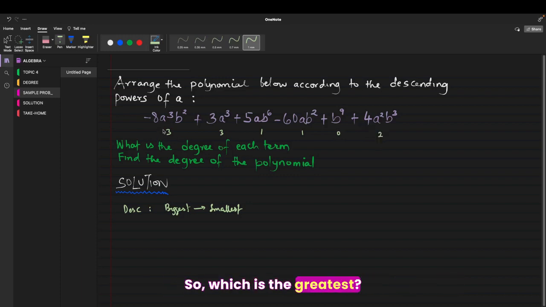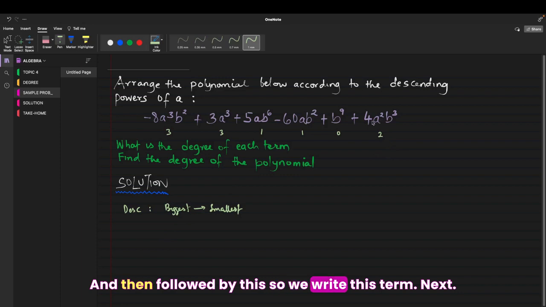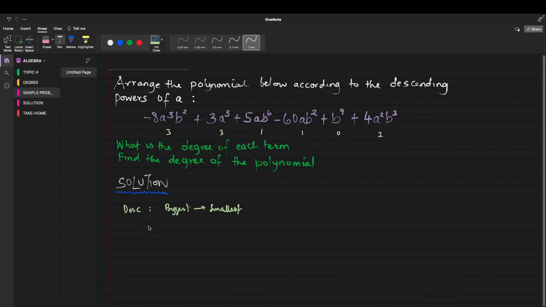So which is the greatest? This followed by this. Even though they are the same, we can write them together, right? And then followed by this. So we write this term next. So we say minus 8a cubed b squared plus 3a cubed plus 4a squared b.